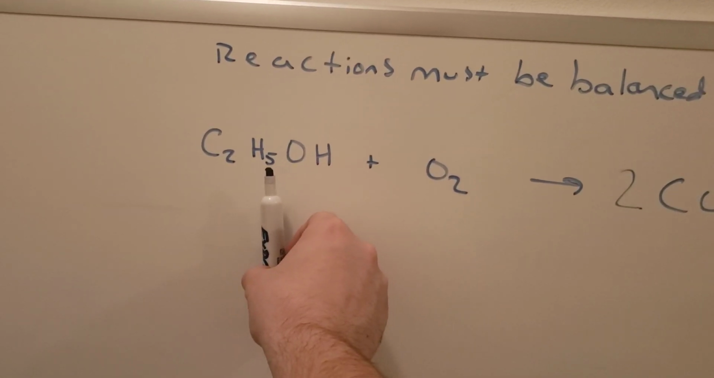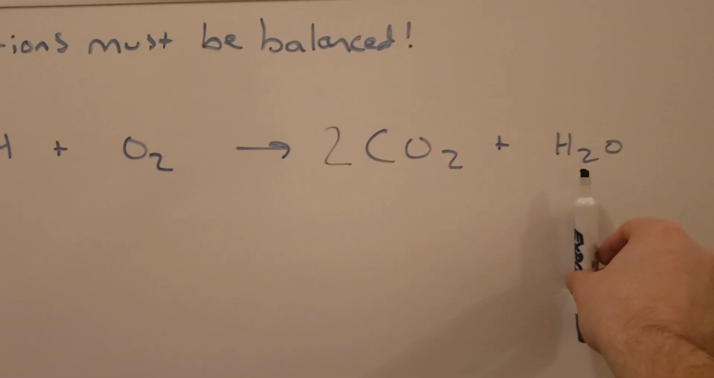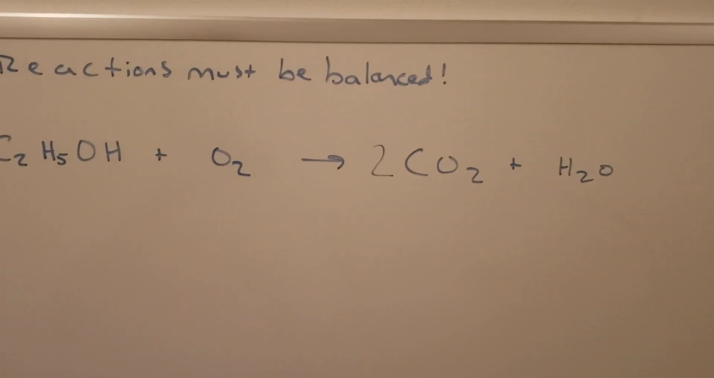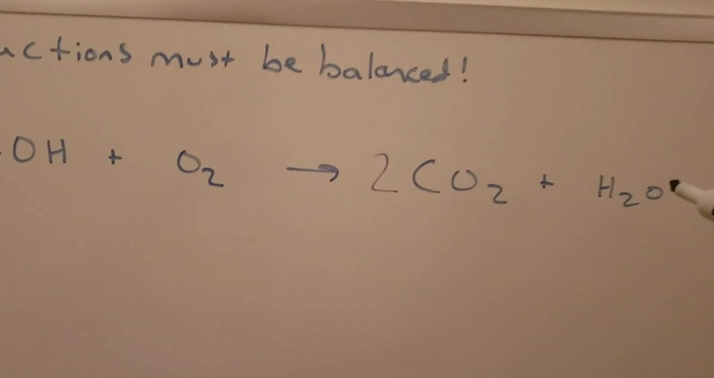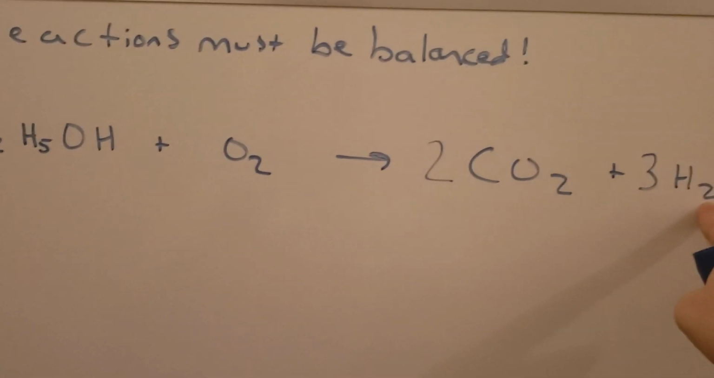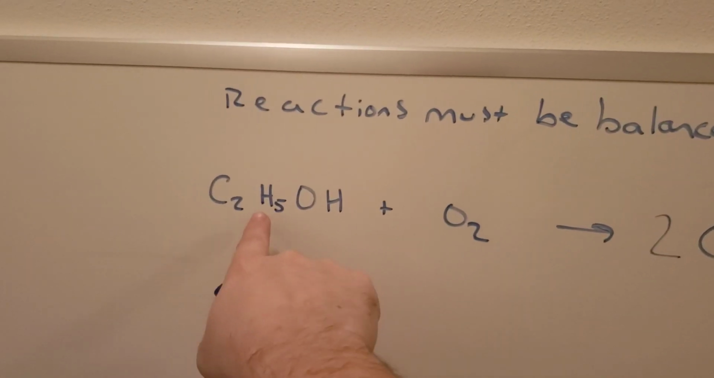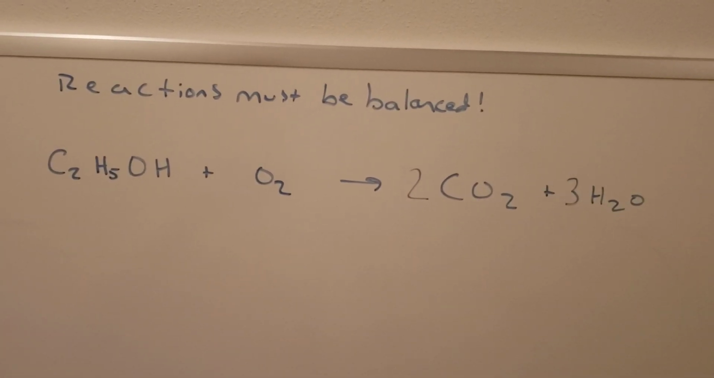Now the next thing we can do is we can take a look at the H's. If we count over here, we've got 5 plus 1, that's 6, and there's 2 over here. So what we're going to need to do is multiply this H2O by 3. Now there's 3 times 2, that's 6. And there's 5 plus 1, which is 6. So now we have the same amount of H's on each side as well.